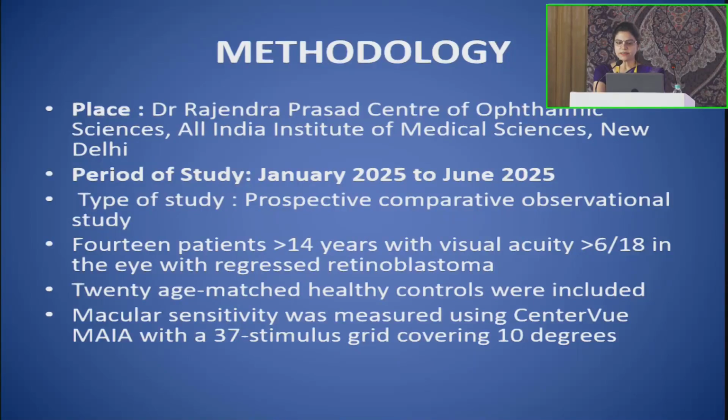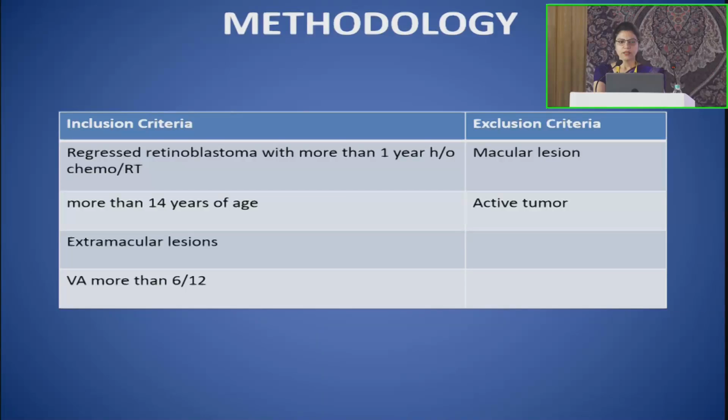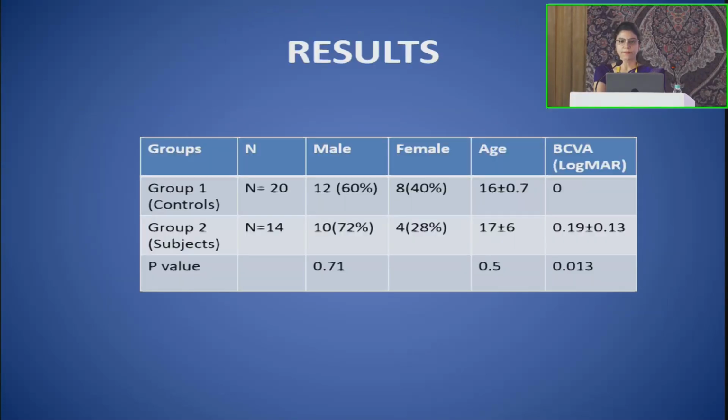The macular sensitivity was measured using Center View MAIA with a 37 stimulus grid. It covered 10 degrees of field. So we mainly used retinoblastoma survivors with history of more than 1 year of any treatment. And we excluded the macular lesion because it is difficult to perform the investigation, and we also excluded the active tumors.